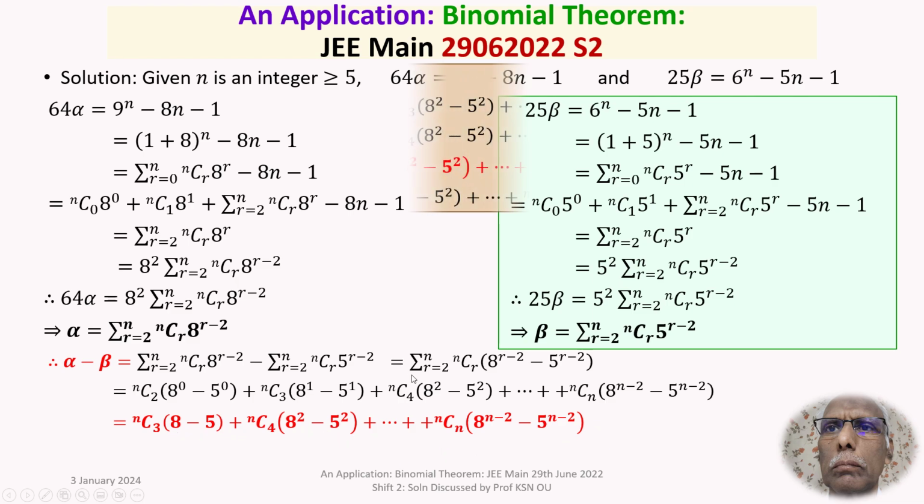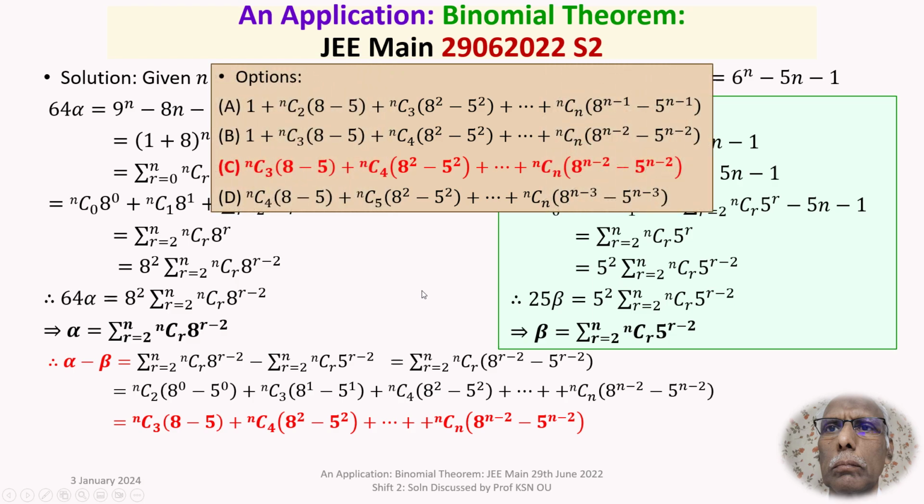Let us look at our options. So our answer appears against option C. Therefore, the answer to this question is option C. So that is the detailed discussion of the solution of the problem from the section Binomial Theorem and its applications. And it is definitely an easy question.